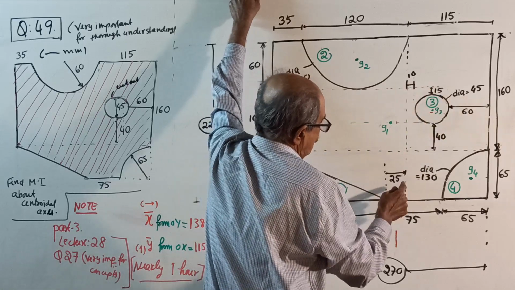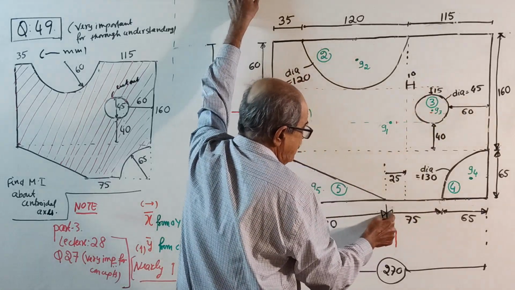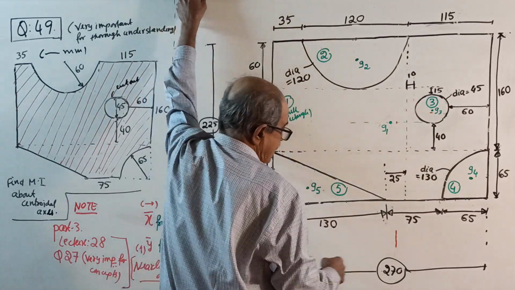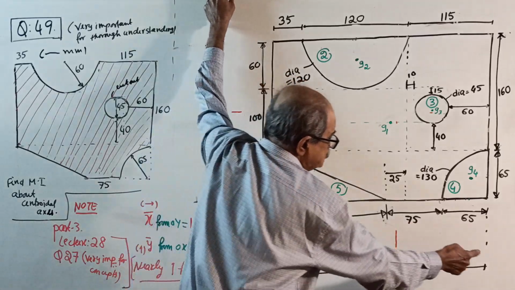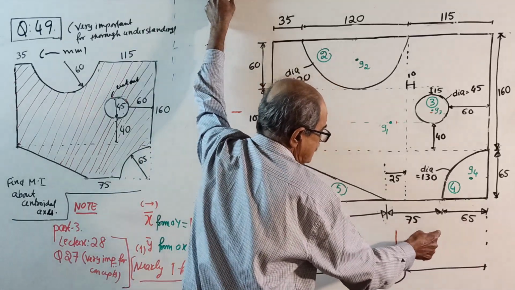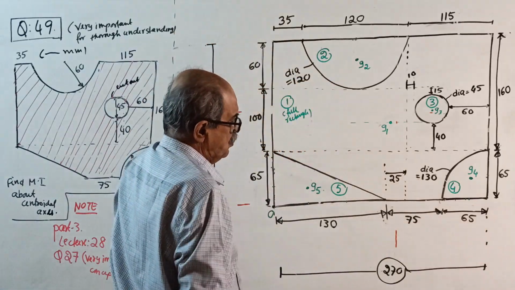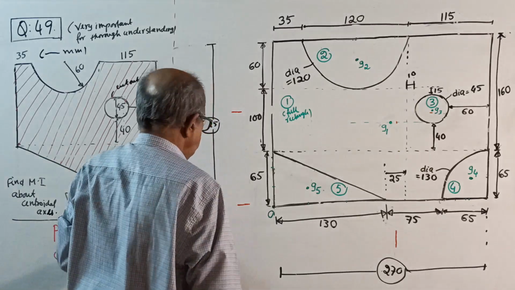Okay, then 125 or 75 is given in the question. See, 75 given. 65 also given. How you got 130? From 270, subtract 65, subtract 75. That is the total 140. That's how you got 130.